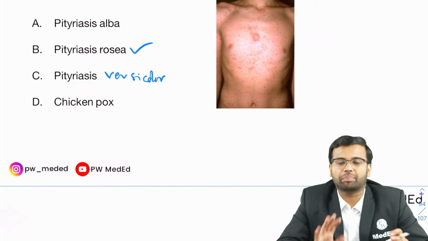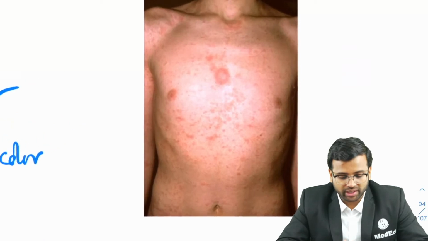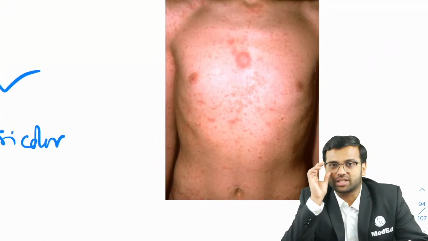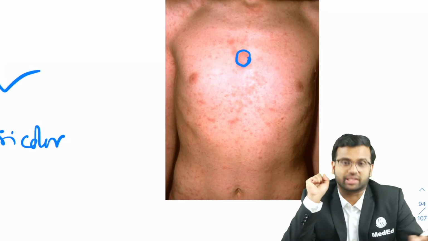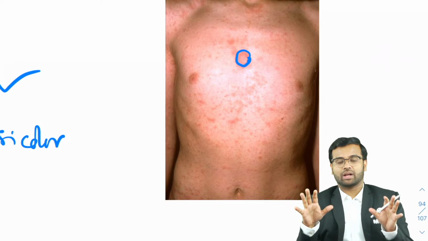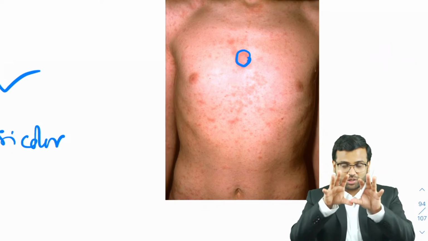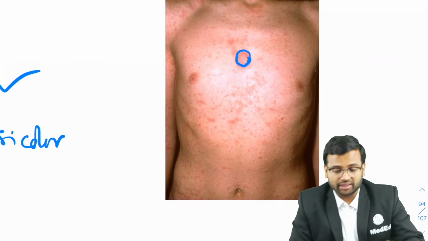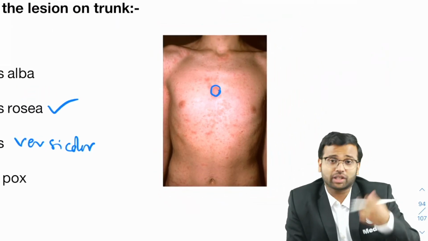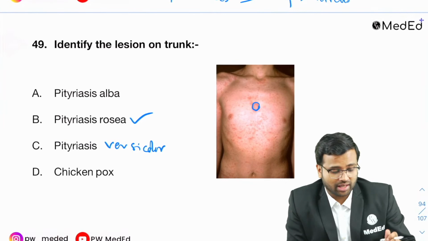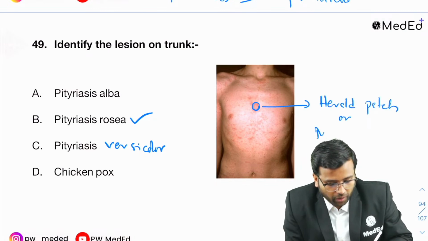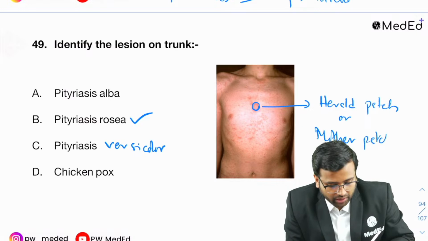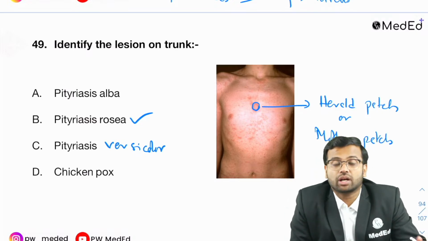First thing, in pityriasis rosea, once you see this image, what is that lesion that catches your attention? The first lesion that catches your attention is this biggest lesion, right? You can see multiple lesions here, but the one that catches your eyes is going to be the biggest lesion. And this big lesion is actually the first lesion that develops in pityriasis rosea, and it is called the herald patch or mother patch.